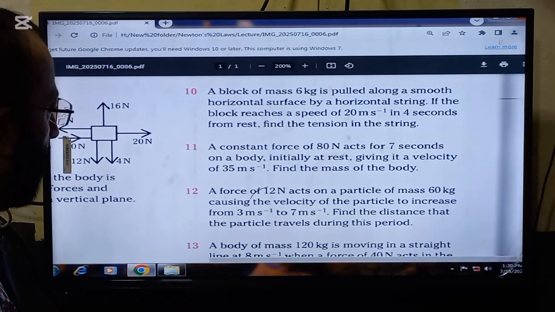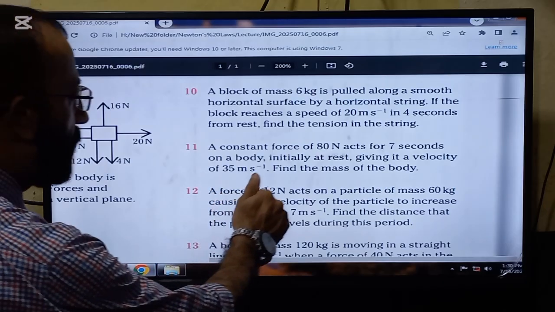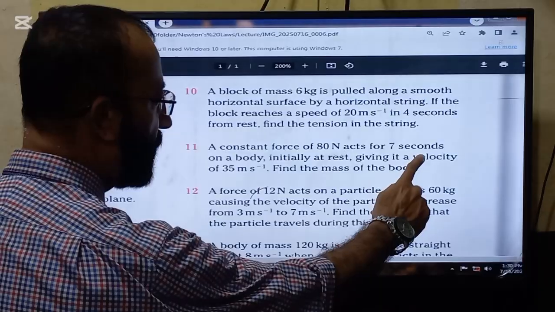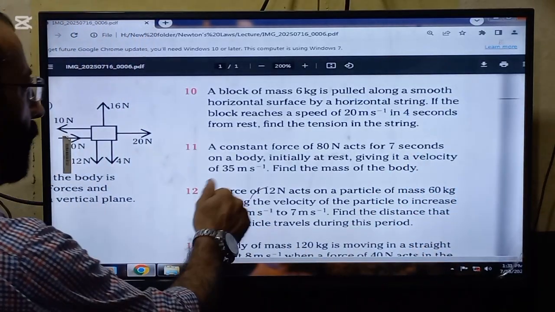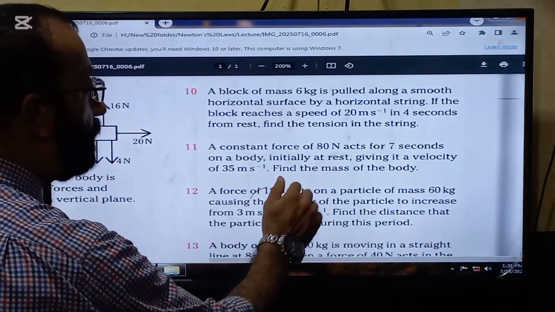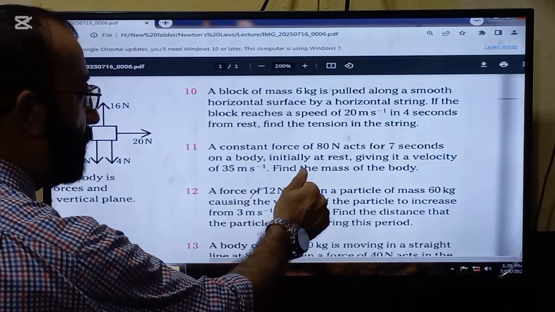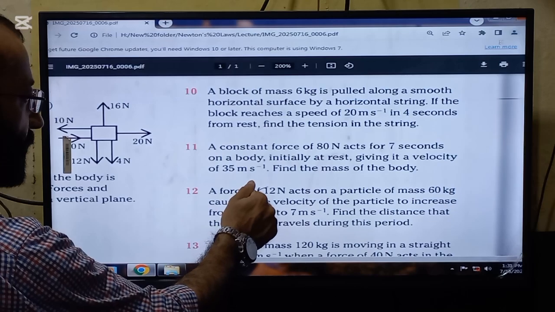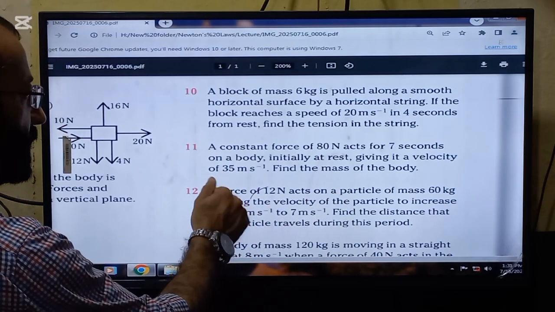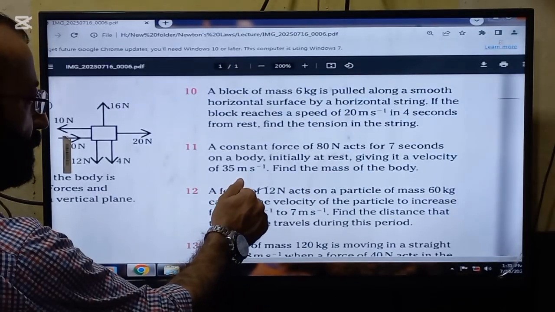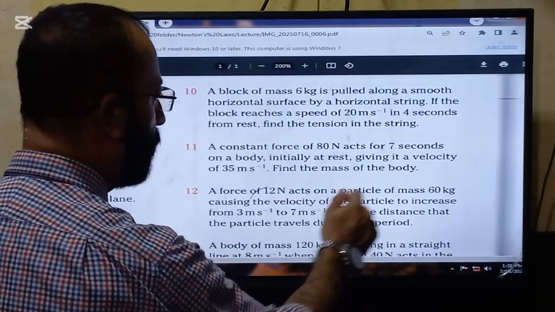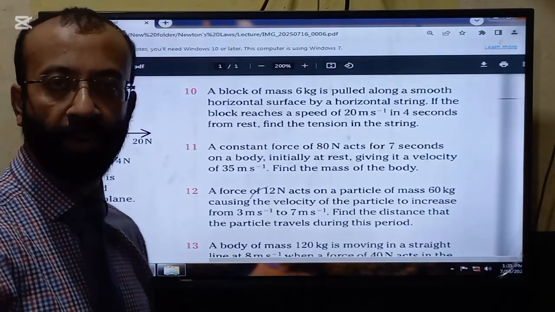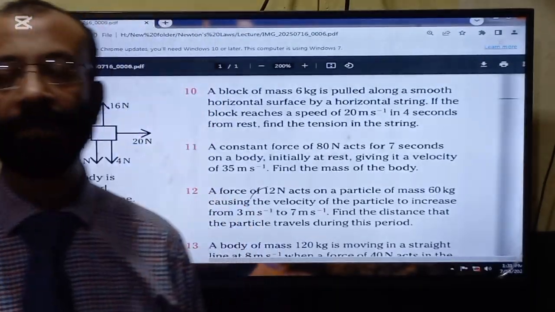Here is question number 11. The statement is a constant force of 80 Newton, so F is 80 Newton, acting for 7 seconds, so t is 7 seconds, on a body initially at rest. So it means initial velocity, represented by u, is equal to 0, giving it a velocity of 35 meter per second. So it means final velocity, that is v, is 35 meter per second. Find the mass of the body. So m is the requirement. This is the data. So come to the board now, we will solve it on the board.